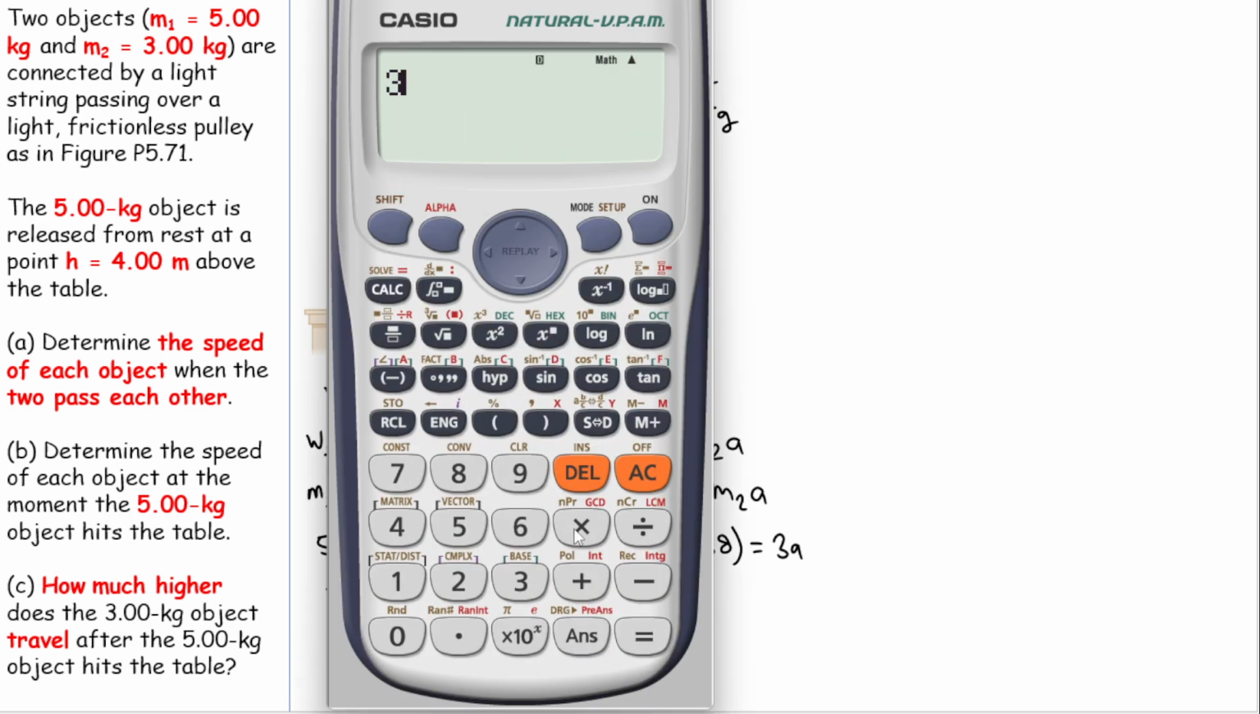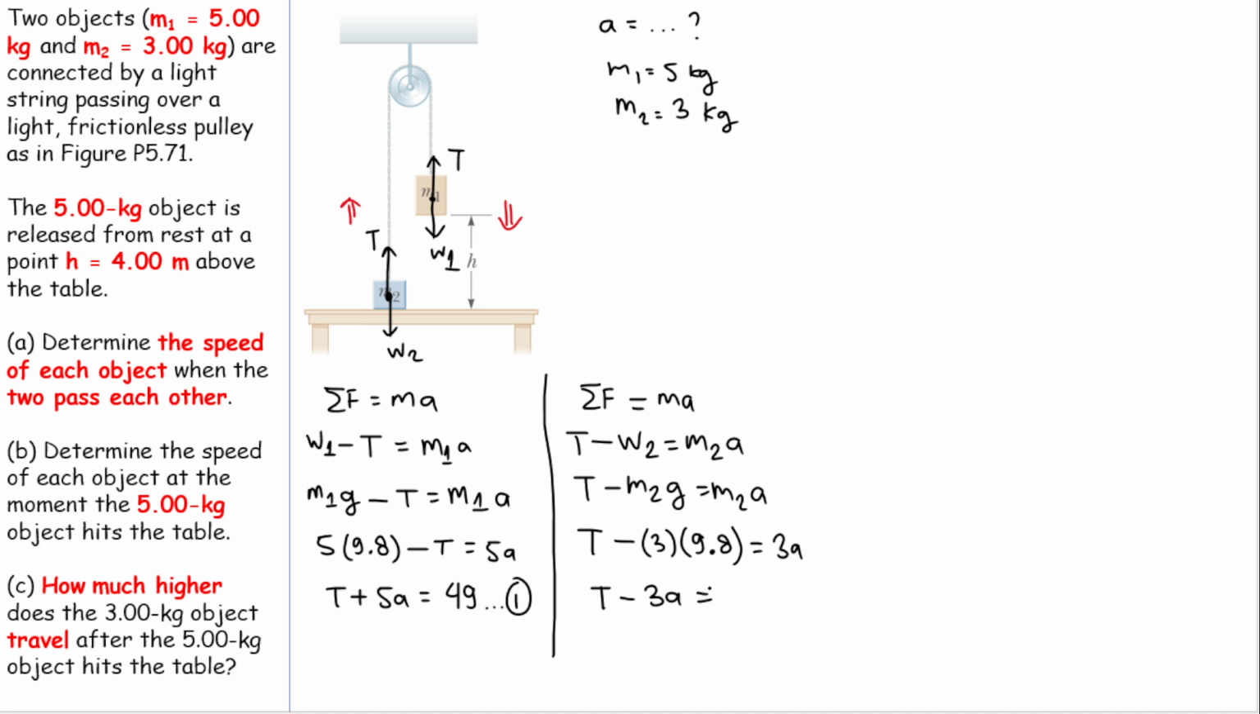And 3 times 9.8 is 29.4. Okay, so I have 29.4. And let's save this as equation number 2.